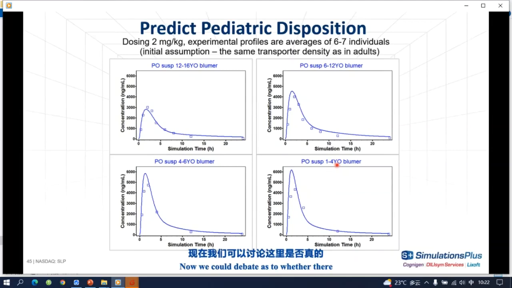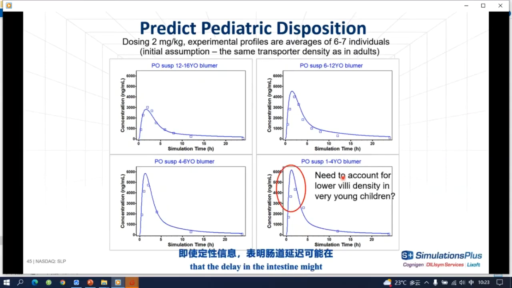Now, of course, we could debate as to whether there really is misprediction here or not, because it's sparse data in children, and especially as we are going into these young children, the sampling really isn't dense enough to get even close to the Cmax value. So we could dispute whether this really is misprediction or not, but we do have additional information that, even though qualitative information, that the villi in the intestine are underdeveloped in children up to about 1 to 3 years old.